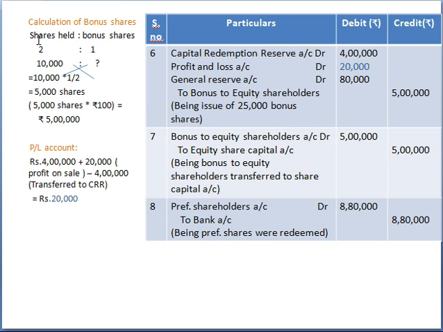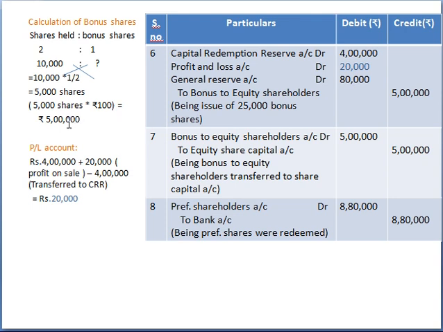Now check the bonus shares calculation. Shares held to bonus shares: if 2 shares are held by a person, he gets 1 as bonus share. Now how many are there? 10,000 equity shares. Now how many will be the bonus? Just do the cross multiplication. You will get 10,000 into 1 divided by 2, so you will get 5,000 shares. The face value of equity is 100 rupees, so 5,000 shares into 100, you get 5 lakhs.